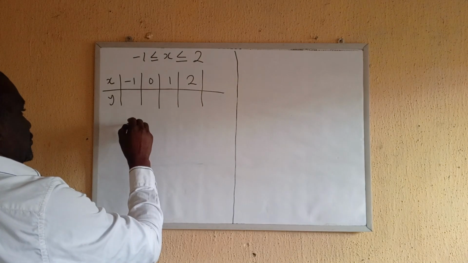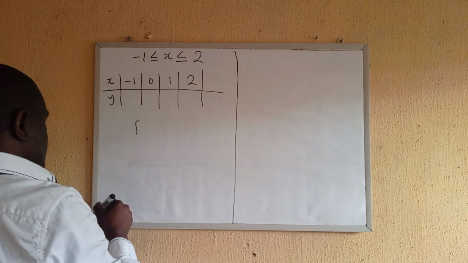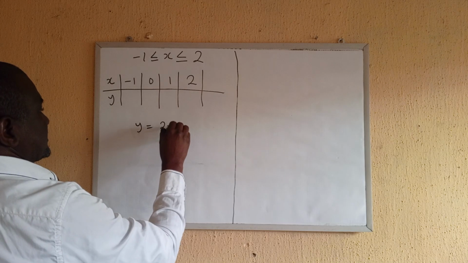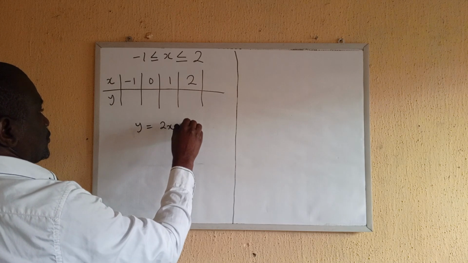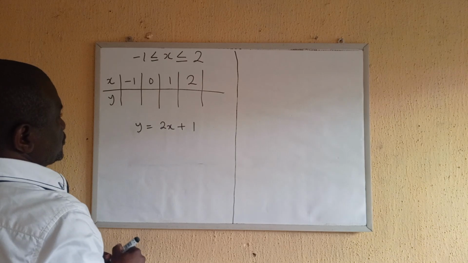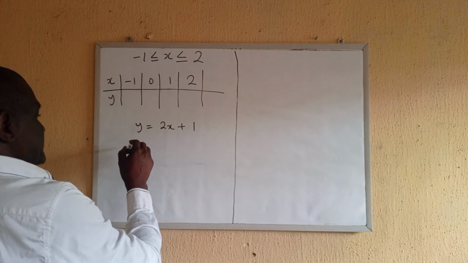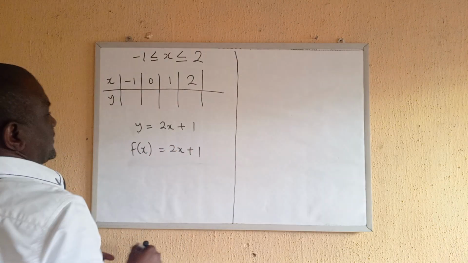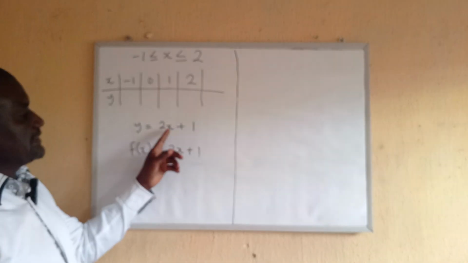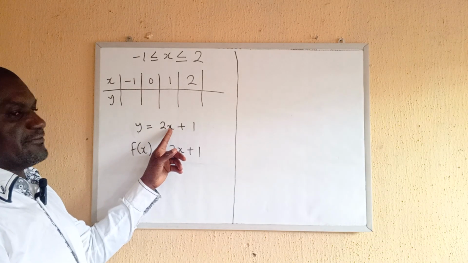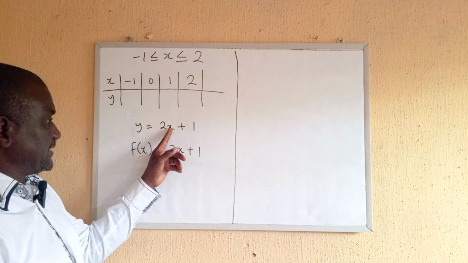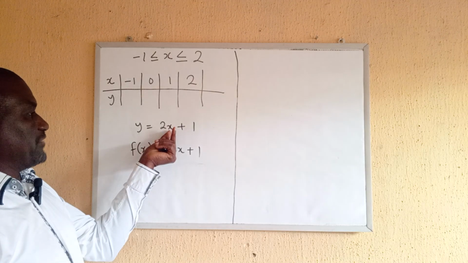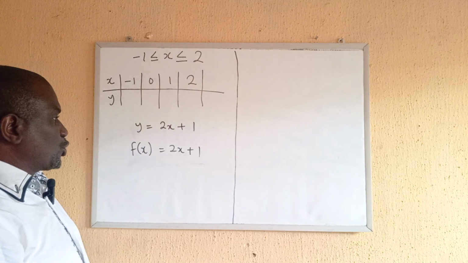Now let's say we have a function, y is equal to 2x plus 1, and we said this can be represented as f of x is equal to 2x plus 1. Now remember, this x is the independent variable and it is always known as the domain, whereas this y, which is the dependent variable, depends on the value of x. This y is said to be the codomain.